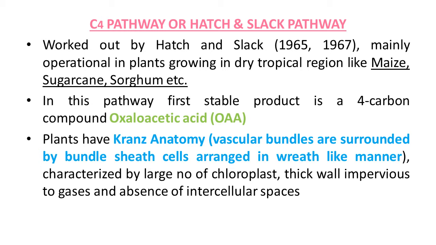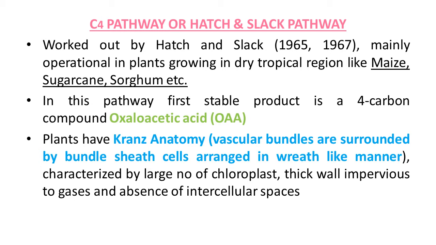We can study the vertical section of a leaf and understand the anatomy of C3 plants as well as C4 plants. Particularly large cells around the vascular bundles in C4 plants are called bundle sheath cells, and leaves which have such anatomy are known as Kranz anatomy. So this special term is used here. Now what is the meaning of Kranz anatomy? Kranz means wreath, and it's a reflection of the arrangement of cells.